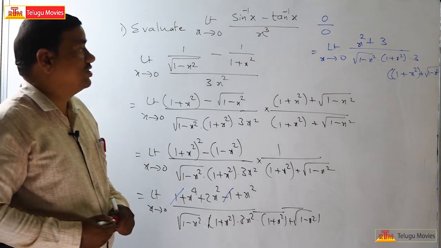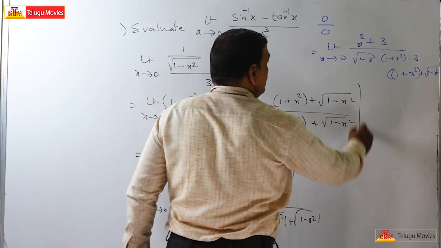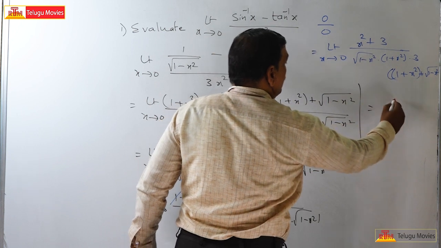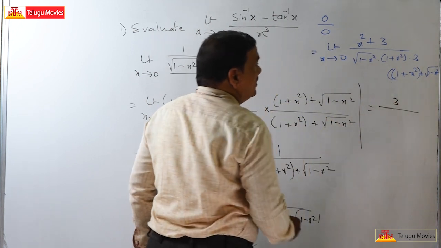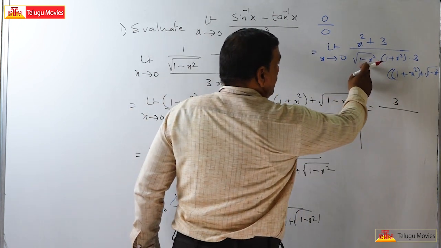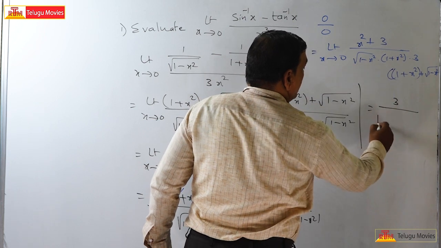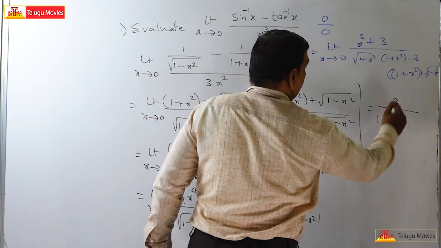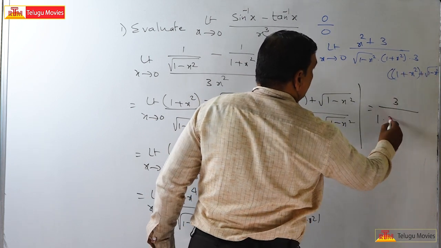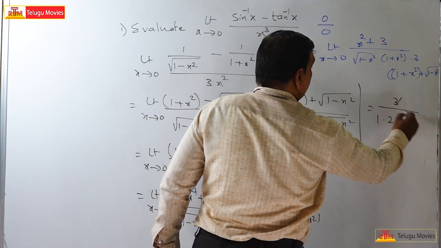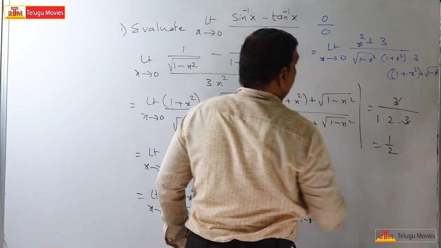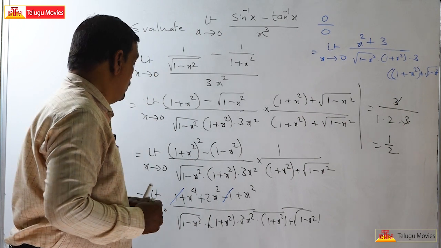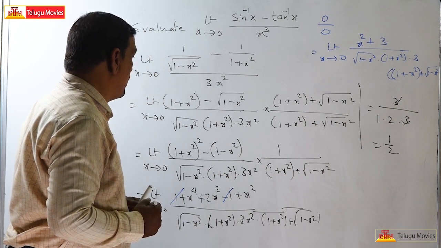Now substitute x equal to 0. The numerator gives 0 by 3 in the denominator: 1 minus 1, and here also 1, so 1 plus 1, and 1 minus 1, 2 into 3. The 3 will get cancelled, leaving 1 by 2. So the root of 1 minus x square.